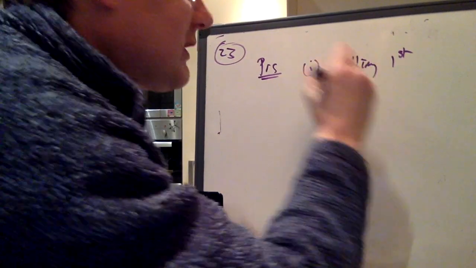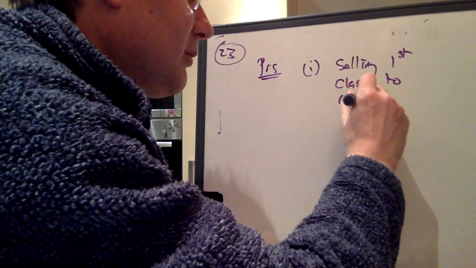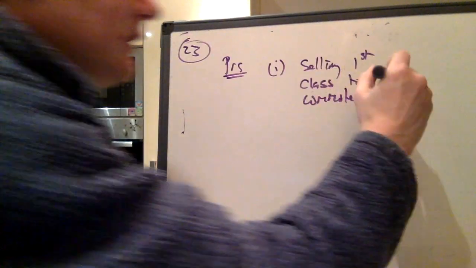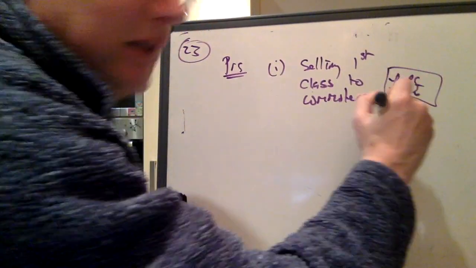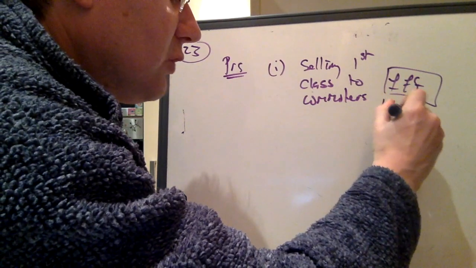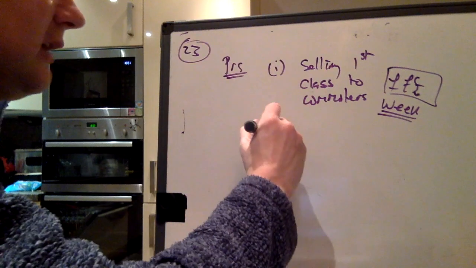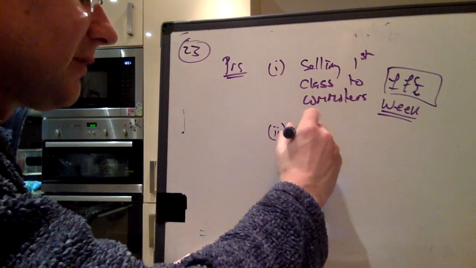for some vast amount of money during the week. So we sell it to commuters. We sell it to people who've got to go into London and have no choice. We sell first class to commuters for many pounds during the week. So that's a benefit.